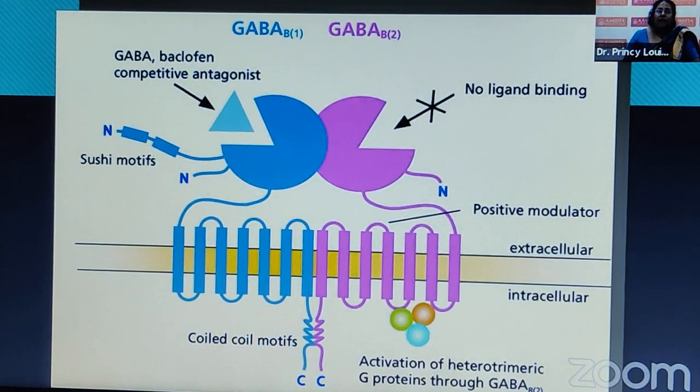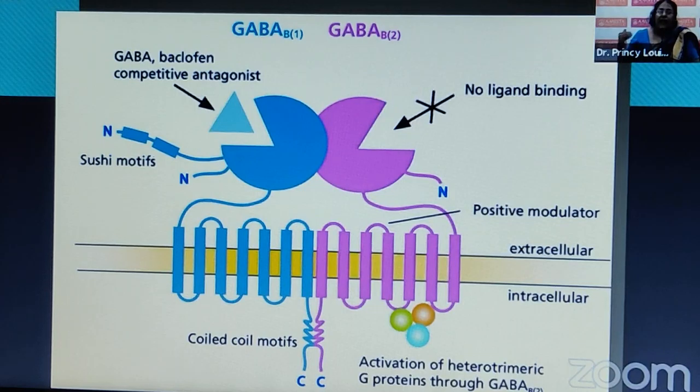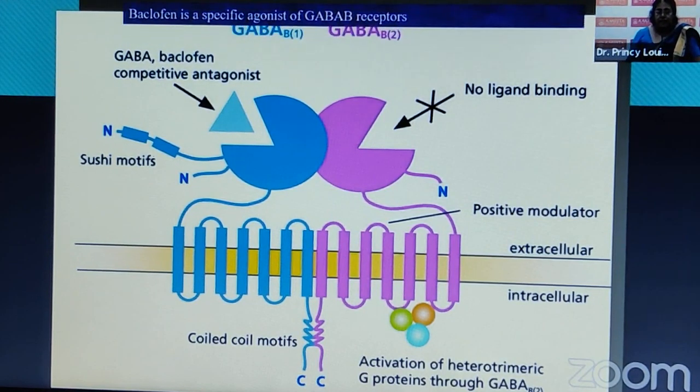Now, this is the GABA B receptor, friends. If you see the GABA B receptor, there are certain aspects of it. There are two types of GABA B, GABA B1 and B2. GABA B1, as you see to your left side, is presynaptic in location, and it causes a calcium influx. While GABA B2 is a postsynaptic receptor, and no ligand binds to it. So there is allosteric modulation, and GABA B2 causes a potassium efflux. So these are the variations of GABA B that you should know.